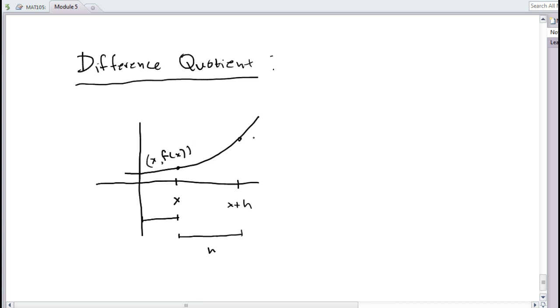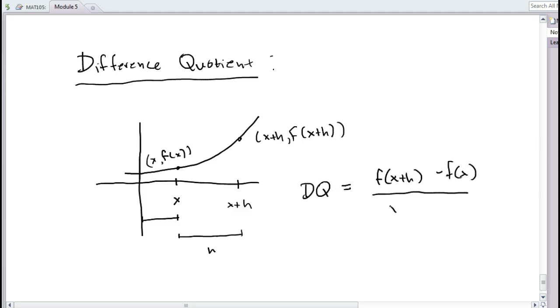And this point up here will be x plus h as the x value, and then f of x plus h is the y value here. And then what the difference quotient is, it's just the average rate of change formula between the 2 points. f of x plus h minus f of x over x plus h minus x. Well, the way we've written it now, the x's on the bottom cancel, so the difference quotient can actually be simplified a little bit. f of x plus h minus f of x over h.